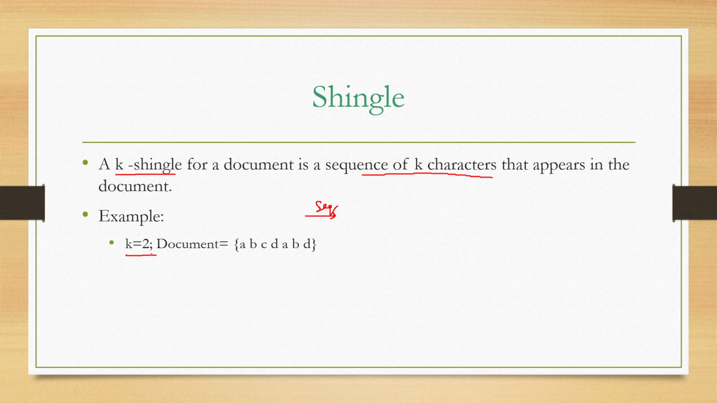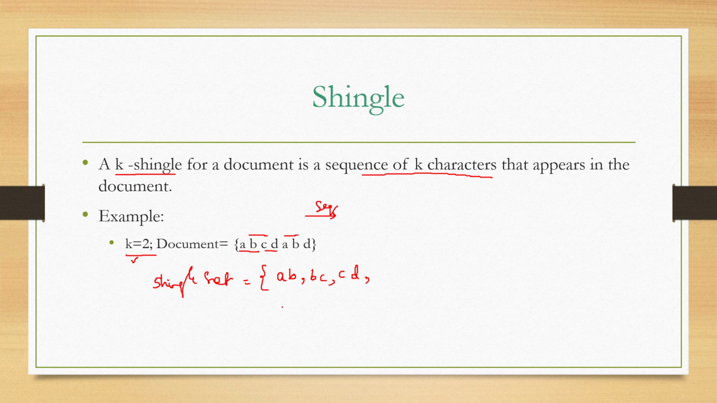So if this is my document and K is 2, what will be the shingle set? This is combining two characters. Why 2? Because K is 2. So combining two characters to form a single element. Next, and this is done sequentially. So we have to move ahead going from left to right in the document. Next will be BC. Next will be CD.